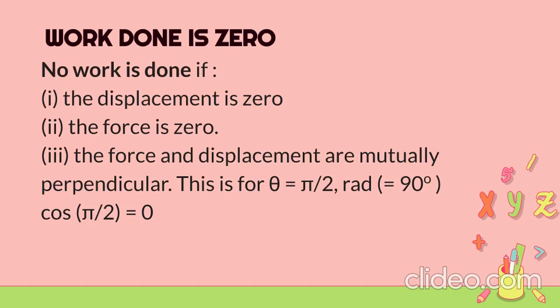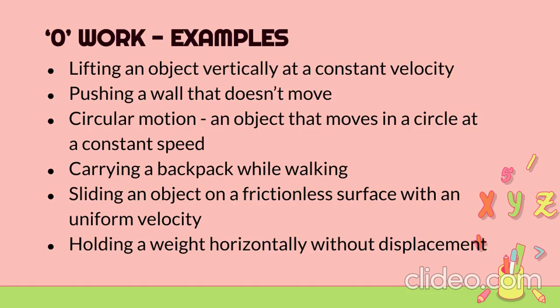If you are smart, you would have understood that no work would be done under three circumstances: when there is no displacement, when there is no force applied, and when the force and displacement are mutually perpendicular, or when the angle theta is 90 degrees, because cos 90 is 0. Let's also add a few examples for zero work.